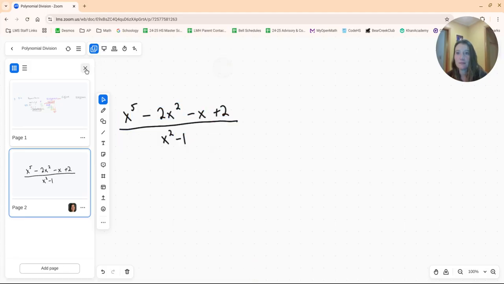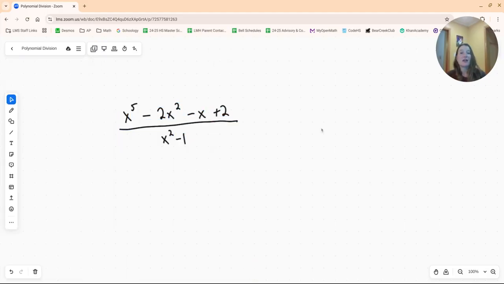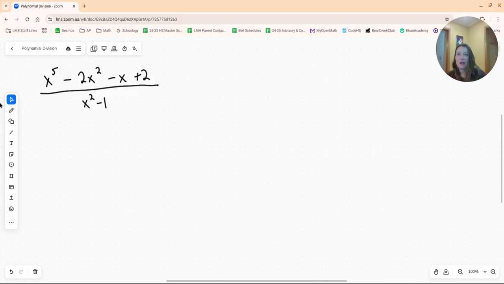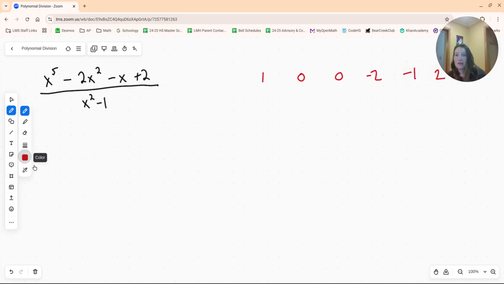Beautiful. All right, and I'm going to do synthetic division again. If you're looking at this, you notice a couple of things. I've got an x to the 5th term, but then the next term down is x squared. It skipped over the 4th and the 3rd. So if I'm going to make my coefficient columns here, I'm going to start with 1x to the fifth, but then I have 0x to the fourth, 0x cubed, negative 2x squared, negative 1x, and 2. The other thing that we notice here is that I actually have two different zeros in the denominator.